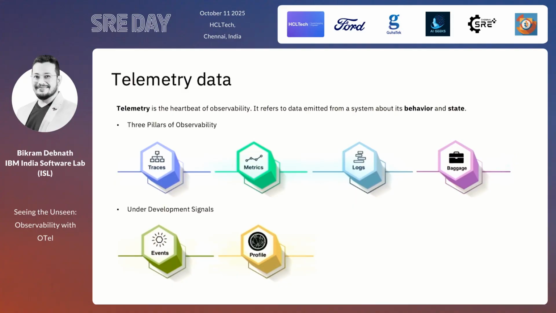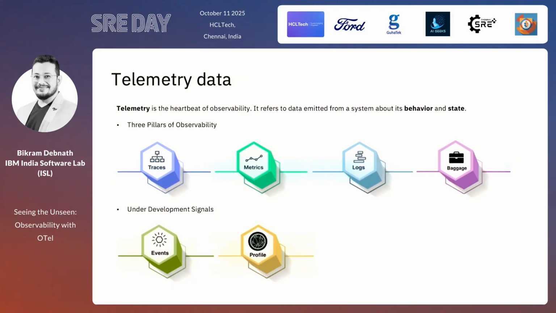Apart from these four basic core signals, there are a couple more signals under development in OpenTelemetry, called events and profiles. An event is basically a kind of log you can consider, but one that is noteworthy. For example, your application is using more than 80% of CPU, or your application has a certain latency for a particular API. For those cases, you probably want to get alerted, right? Something is wrong, and someone has to take proactive measures. So you can treat it as an event.